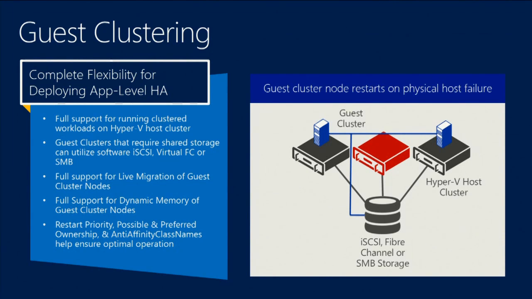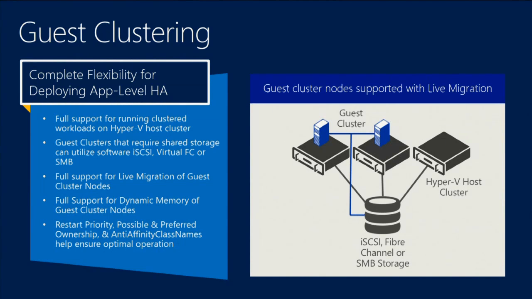So the guest clustering scenario is much more flexible now because the guests can use iSCSI to connect to the storage, so in-guest iSCSI through to the storage array. They could use virtual Fibre Channel, or they could use the network to connect to an SMB clustered file server or SMB share. There's full support for these cluster nodes for not only dynamic memory, but also live migration. So even though this is part of a guest cluster, I still want to be able to move it around my infrastructure flexibly. And that's important. We don't want to sacrifice flexibility. We want resiliency and we want flexibility.